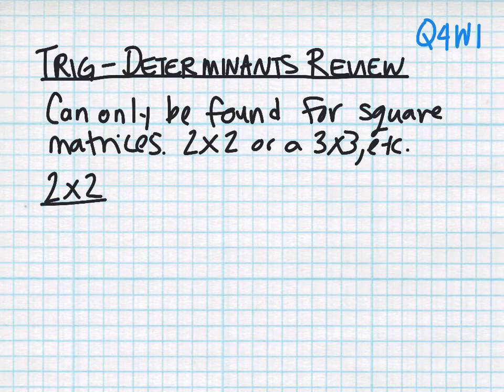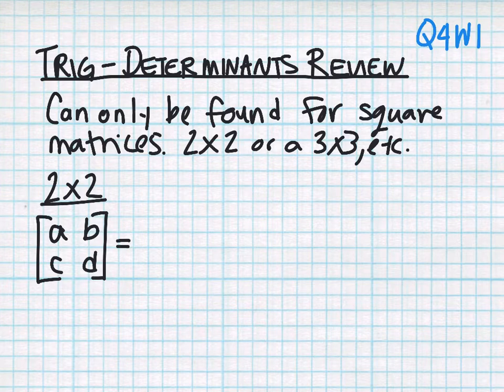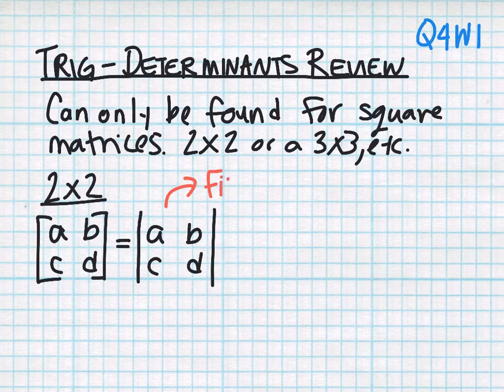So if we have a basic 2x2 matrix, let's say it's just letters right now, A, B, C, D. This is how we write the matrix. If I'm saying, hey, find the determinant, then I use what looks like the absolute value bars instead of the brackets. So if you see it written like A, B, C, D with the straight bars, this means find the determinant.